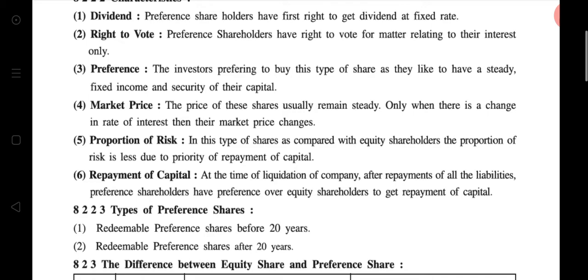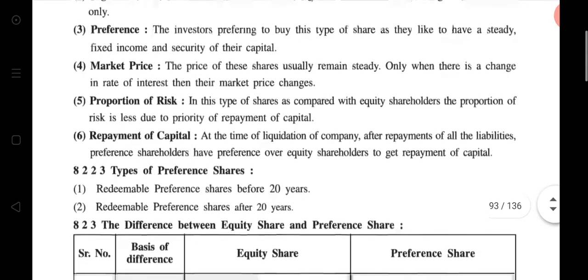Then market price. The price of these shares usually remains steady, not increasing or decreasing much, but only when there is a change in the rate of interest does the market price change. Then proportion of risk. In this type of share, compared with the equity shareholder, there is less risk due to priority of repayment of capital. As I told you in the third characteristic, right?